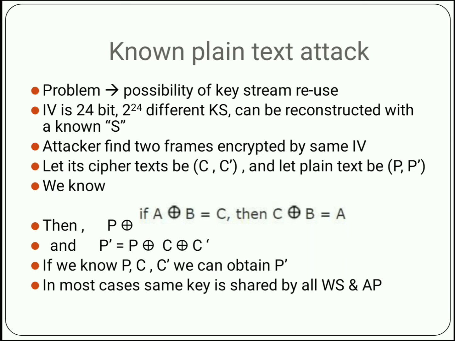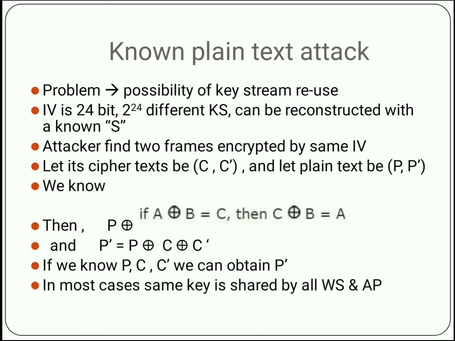Now if the attacker finds 2 different frames that include the same IV, one has plain text P and ciphertext C, and another has plain text P dash and ciphertext C dash. So there are 2 ciphertexts C and C dash, and 2 plain texts P and P dash. Now as we know, according to the XOR rules, A XOR B is equal to C, then C XOR B is equal to A.